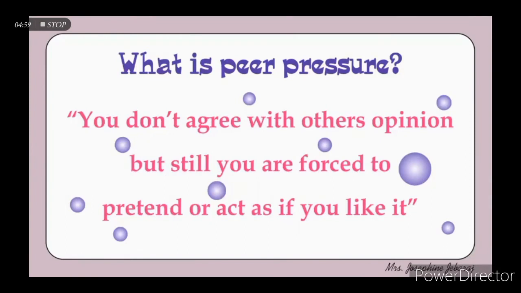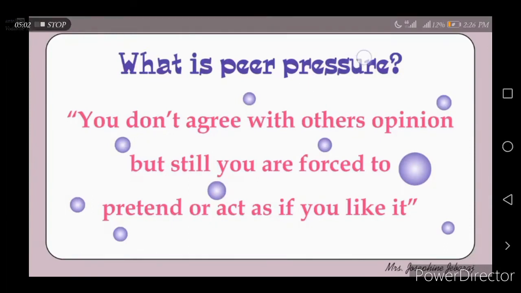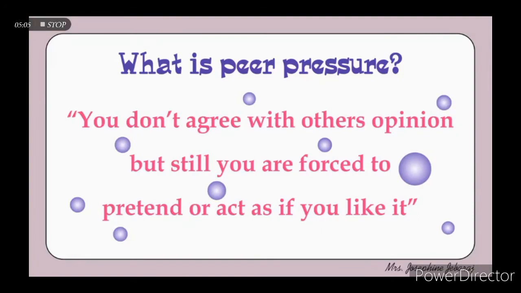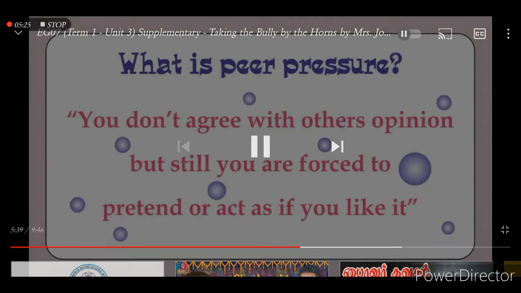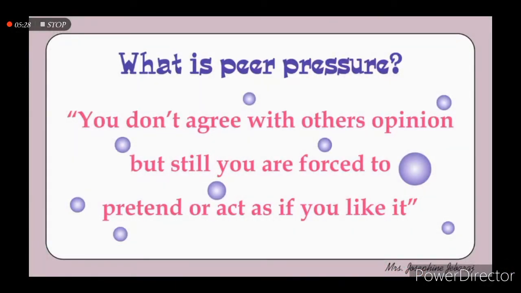Dear students, let's now see about peer pressure. What is it actually? Our peers are our classmates and friends who usually are people like ourselves by age or common interest. But sometimes you can't agree with others' opinions, but still you are forced to pretend or act as if you like it just to avoid being the odd one out. For example, praising a movie or ragging or teasing others even if you don't want to do it. This huge pressure to act like everyone else is called peer pressure.